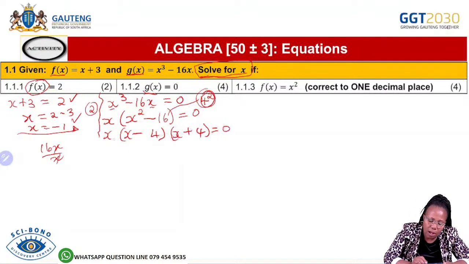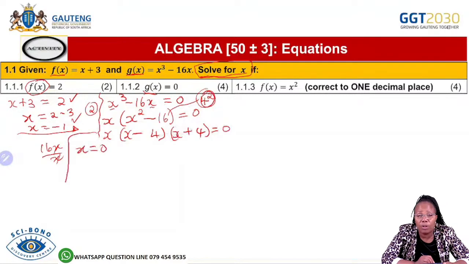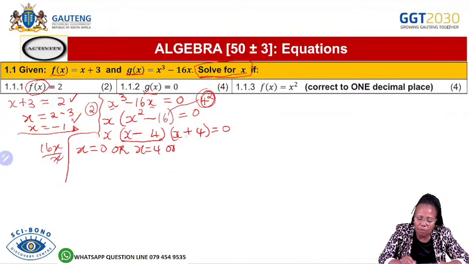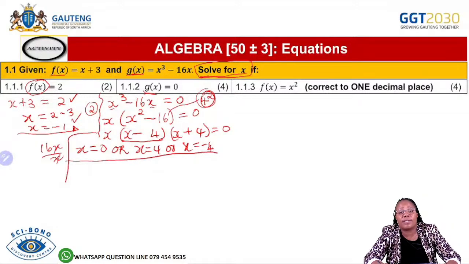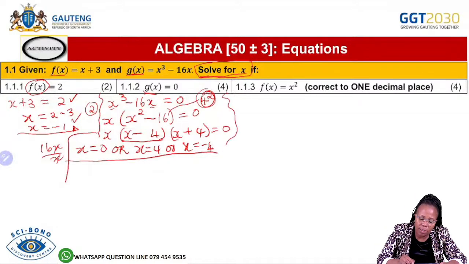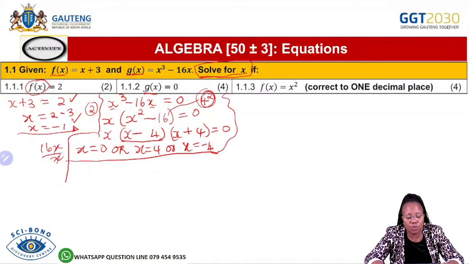Okay, and then now we can conclude our x values here. The first x will be x equal to 0, and then for this bracket it will be x equal to 4, or for the last bracket x will be equal to a minus 4. So basically that is what is expected of us. You can even substitute the values in g at x and check, can they give you that 0 there? And then if it's a 0, that means those are the perfect correct solution.